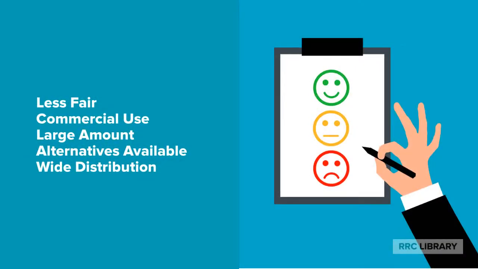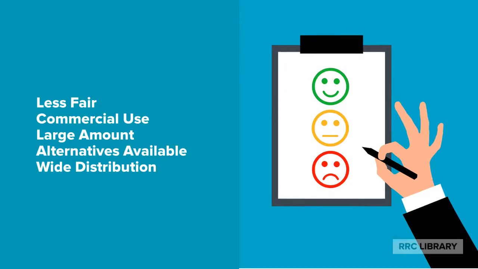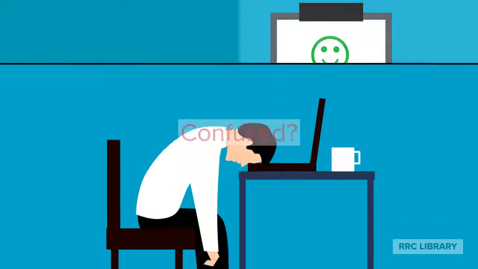Copying tends to become less fair when we're using things for commercial purposes. Where we plan to make a profit or money enters the equation, we generally need to negotiate copyright permissions to do so. If we're using a large amount of material, such as multiple chapters from a book, then our use is less fair than using a small amount. When there's alternates available that are free or we can purchase them, it's less fair to copy something. And when we plan wide distribution on social media or a public site, it's less fair.